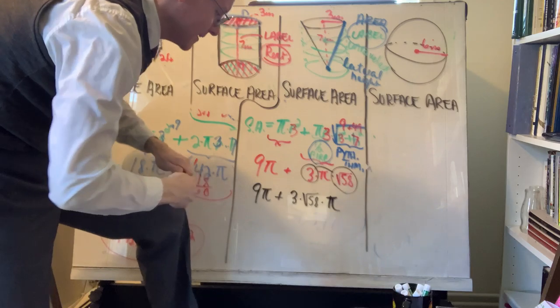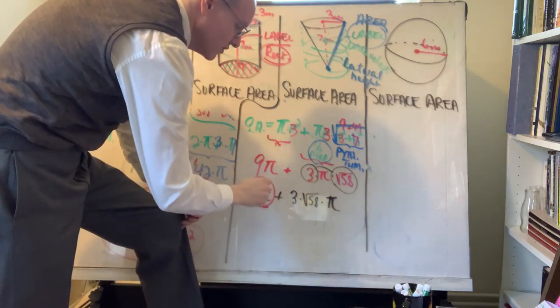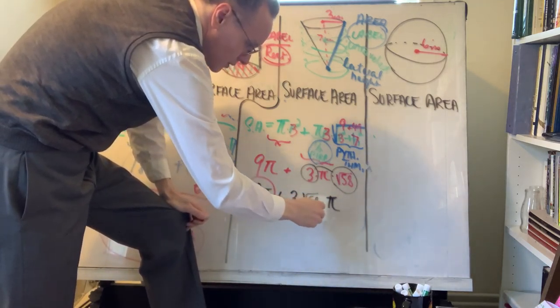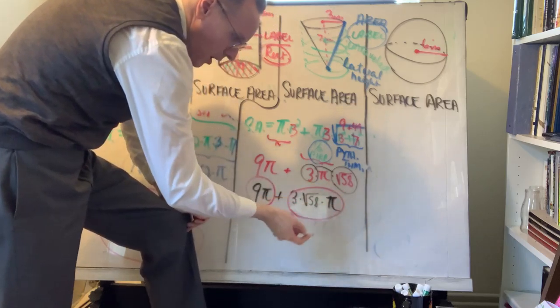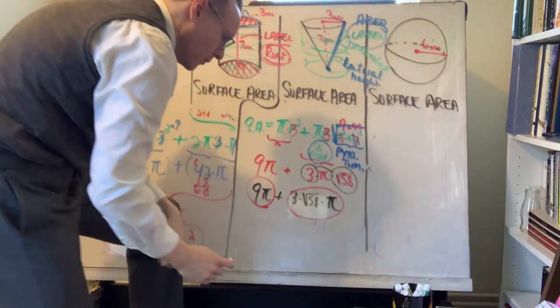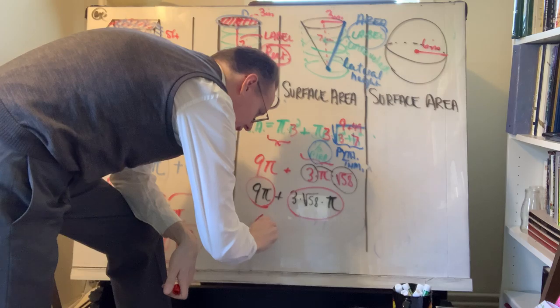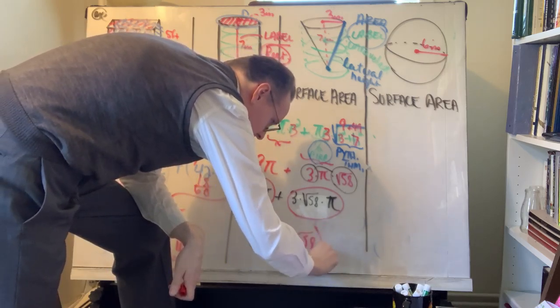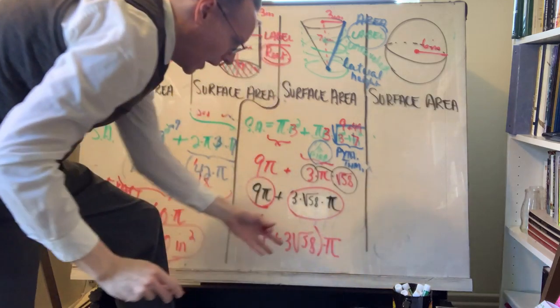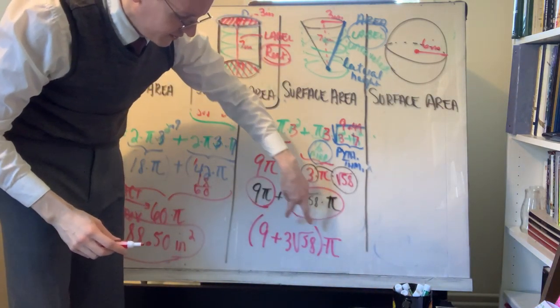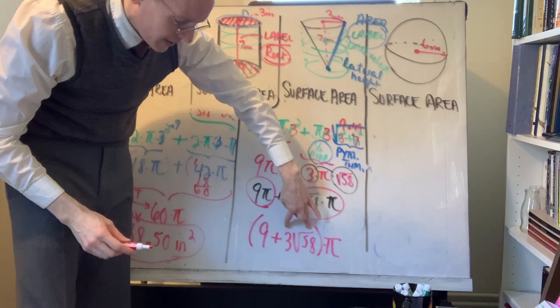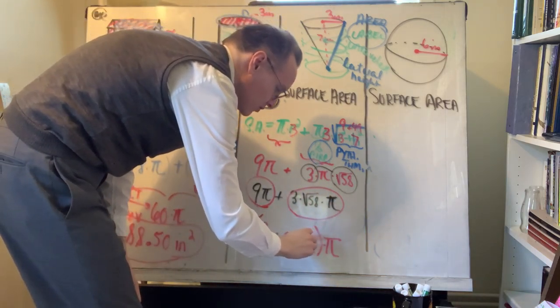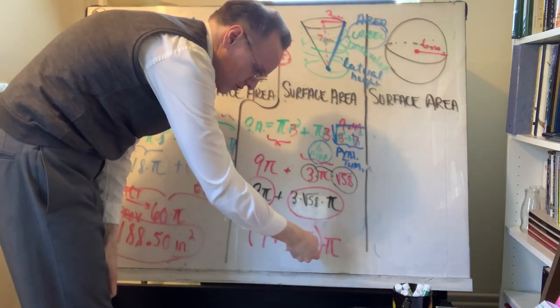Think of these as being basically like terms. This is something pi. And this, although it is ugly, is also something pi, right? So I have 9 plus 3 times the square root of 58 times pi, right? That much pi in tandem. I would have to combine these, and right away I can't do that because this is a regular 9 and this is an irrational number.